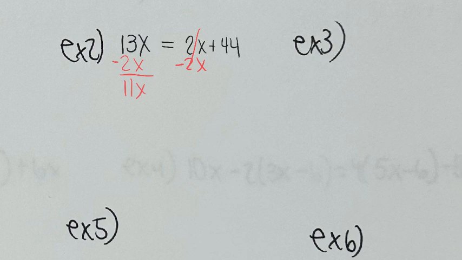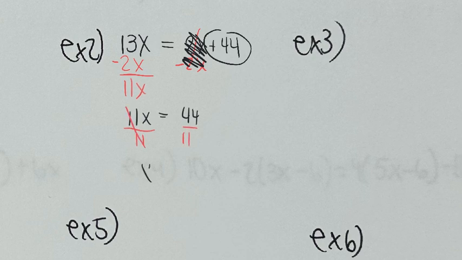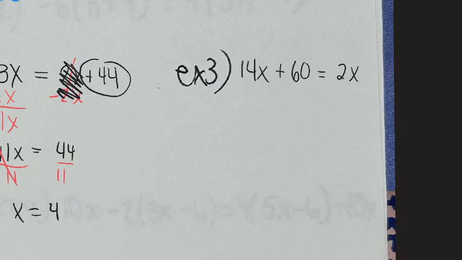Now we're going to rewrite the question. We're going to write 11x equals positive 44. These are gone. The plus sign is attached, which means it's a positive 44. Second song, divide by 11, divide by 11, cross out, what's my answer? x equals 4. All right, example 3, 14x plus 60 equals 2x.